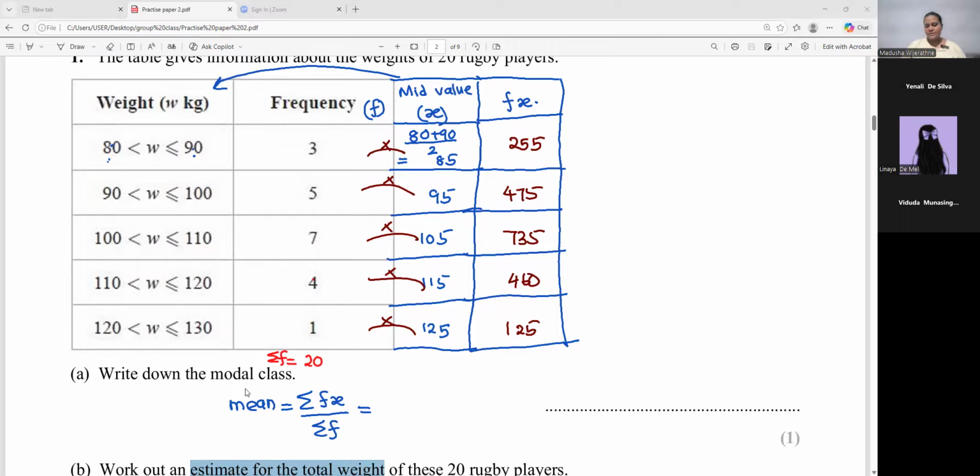Then add all these fx values, last column addition. 255 plus 475 plus 735 plus 460 plus 125, 2050.